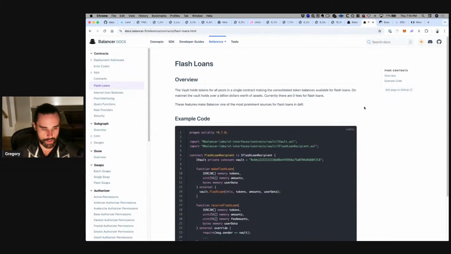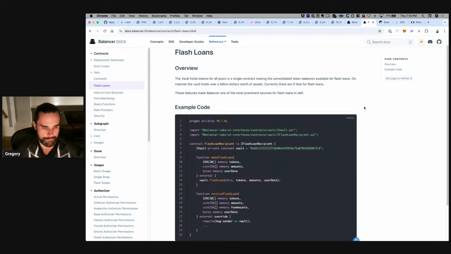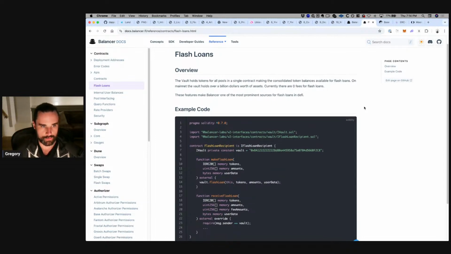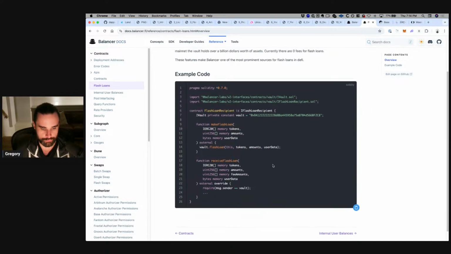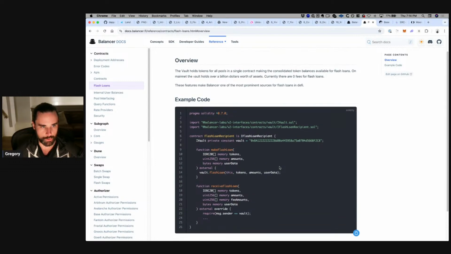And here's why Balancer is my favorite. Its flash loans are free, so you don't have to pay any fees to Balancer to take out flash loans. It's relatively easy to get set up in a smart contract. Here's basically the template for it. You just have to copy and paste this and adjust it slightly for your own smart contract to get it to work.